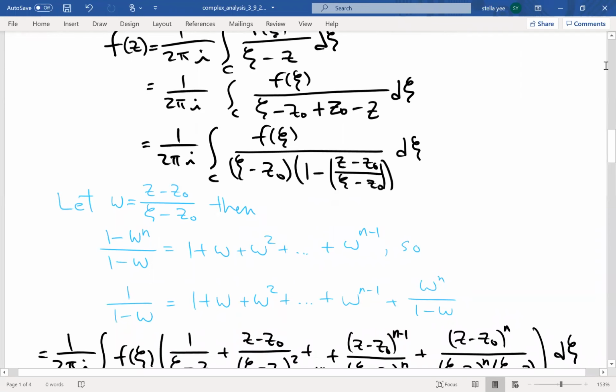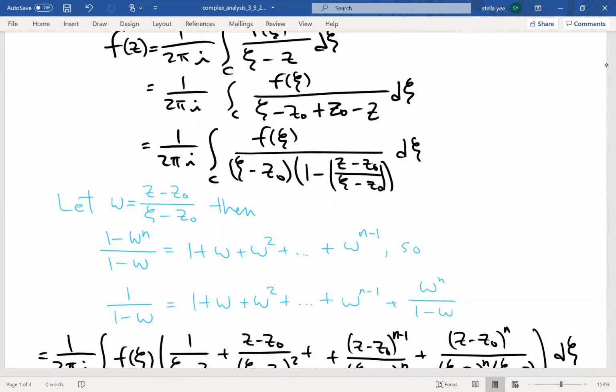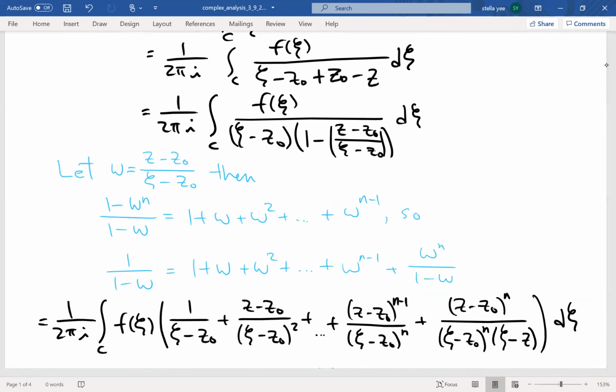Okay. So I'm going to try to rewrite this right here. This is really awkward to write over and over, so let me just call that w. So w is z minus z naught divided by zeta minus z naught. Okay. We know from the partial sum formula that we have for the geometric series, that if I add up 1 plus all the powers of w up to n minus 1, then this is the formula for the partial sum.